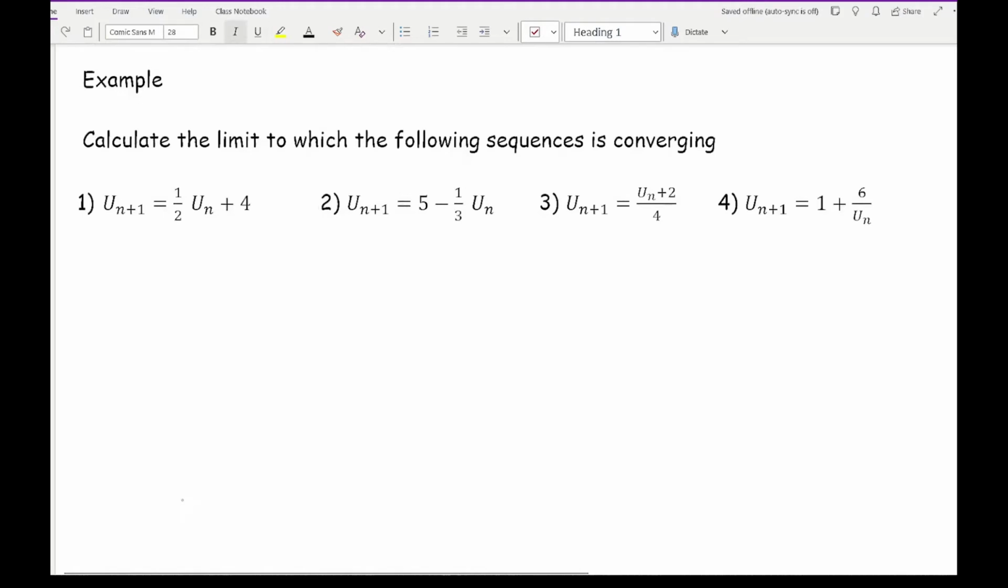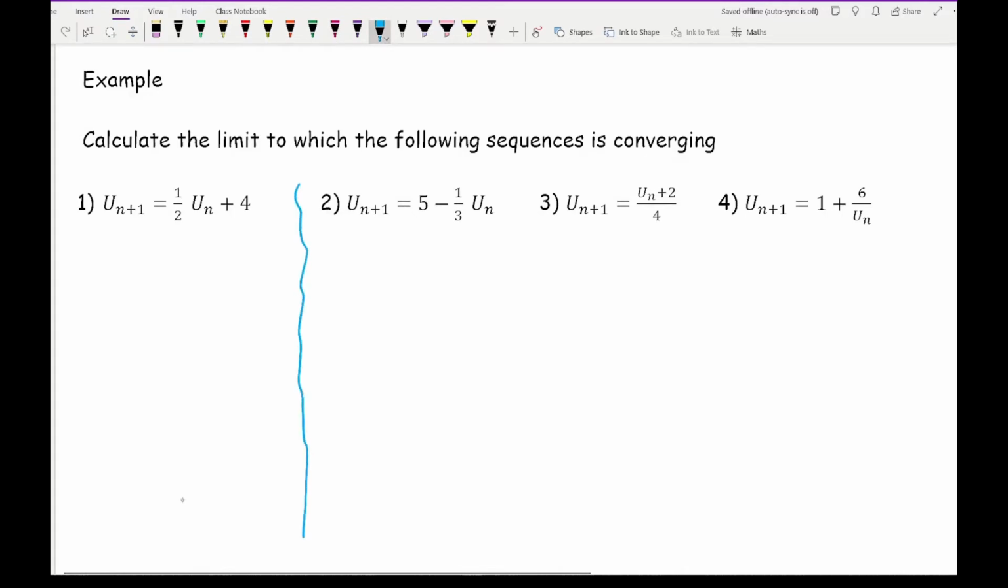So looking at this very first one, let's get a different color pen. For the first one, I want to find the limit of this converging sequence. So what I'm going to do is replace the u_n, the iterative parts, with the letter L. So what that becomes is L equals a half L plus 4.